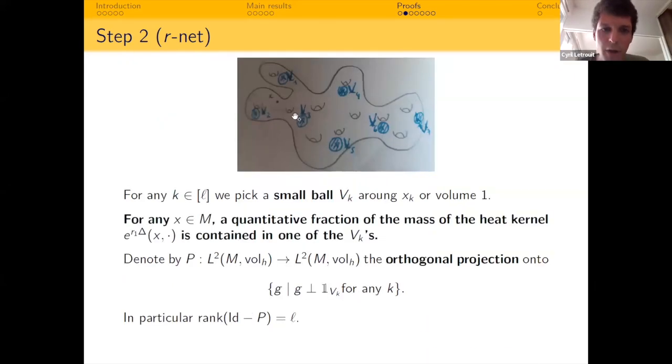So still about the R-net, around each point x1, x2, etc., we consider a small ball Vk around xk. No, it's not of radius 1, it's of volume 1. Sorry. The whole idea of the proof is the following: for any x, a quantitative fraction of the mass of the heat kernel at time R1 is contained in one of the Vk's.